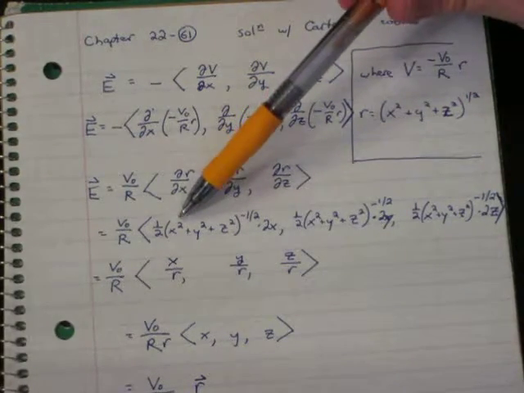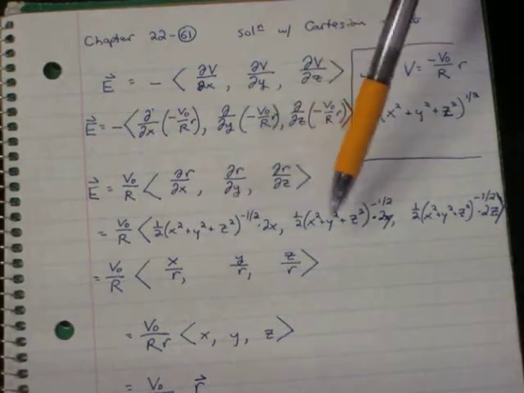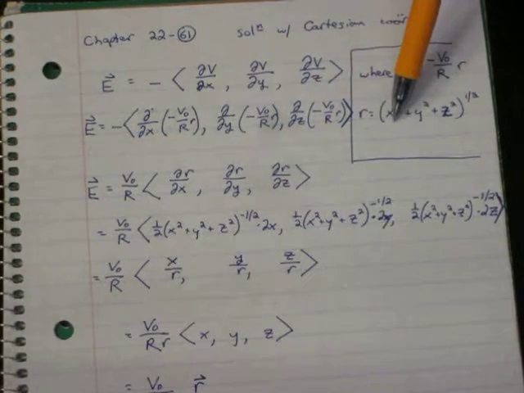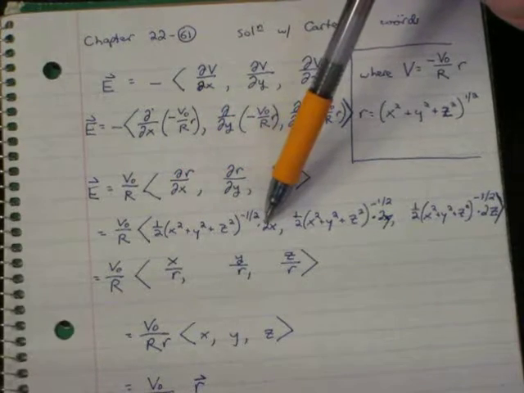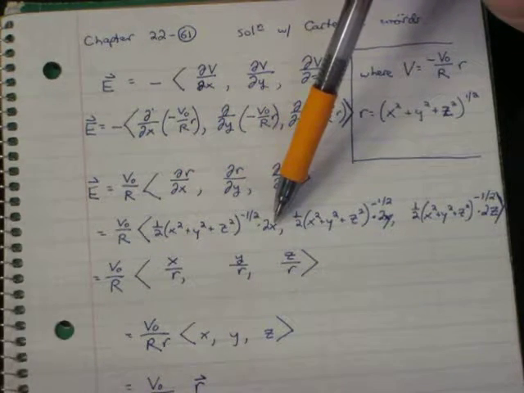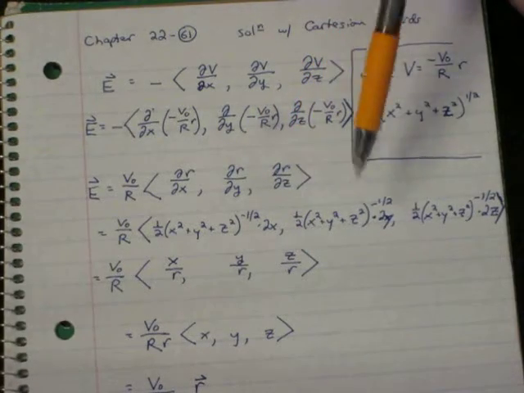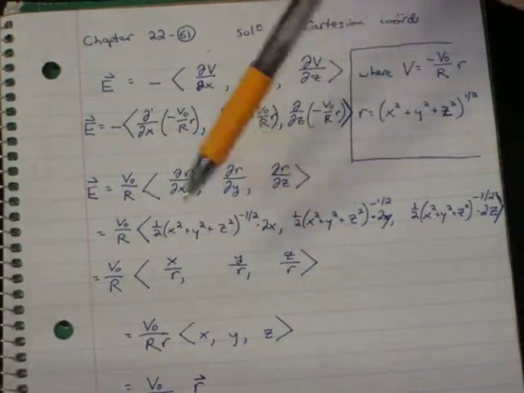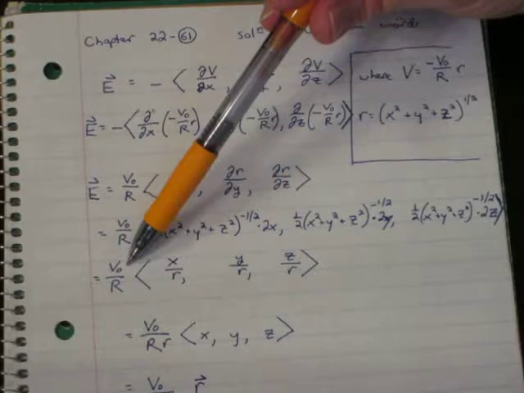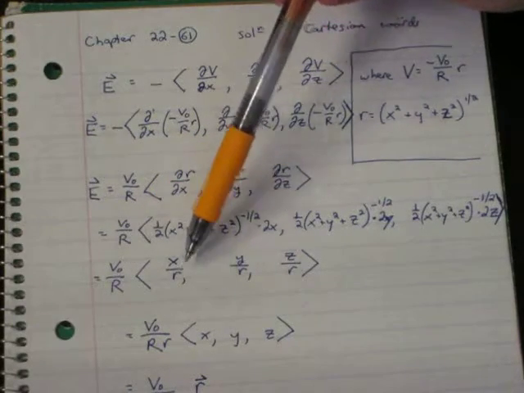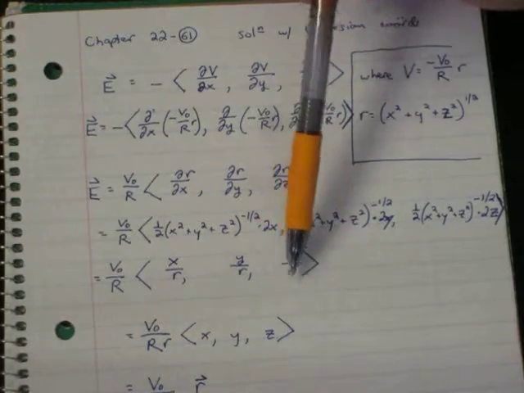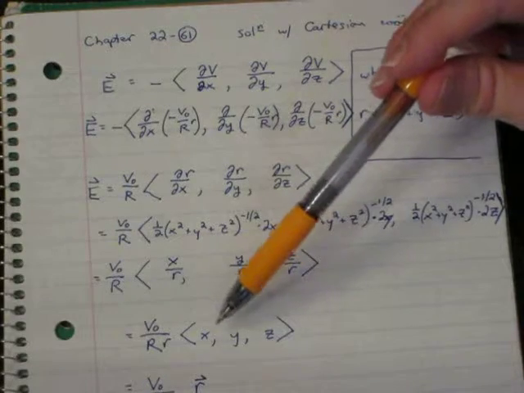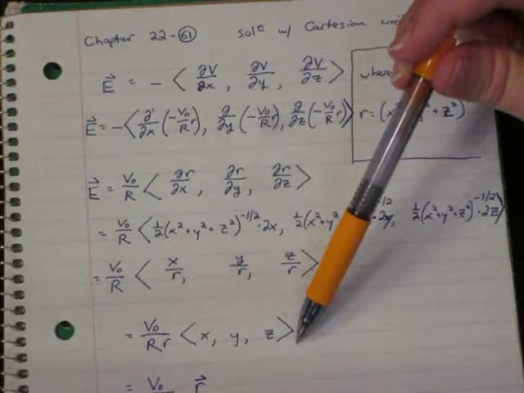Recognize that in every one of these components, you have X squared plus Y squared plus Z squared to the negative 1/2, and that is 1 over r. So the 1/2 and the 2 cancel out. For the X component, we're left with X over r. For the Y component, Y over r. For the Z component, Z over r. So it reduces to this. Remember the V naught over R that we threw to the outside of the vector. Let's factor the 1 over r out, put it to the outside: X, Y, Z. The vector X, Y, Z is the r vector.